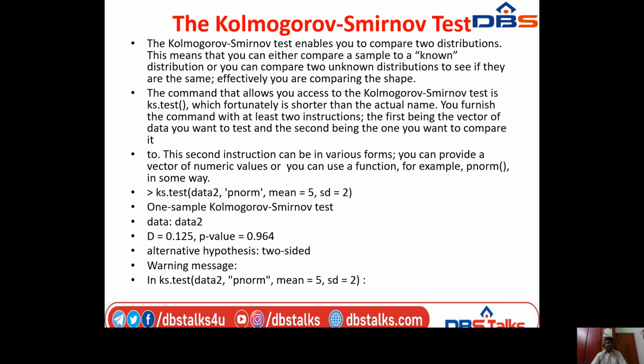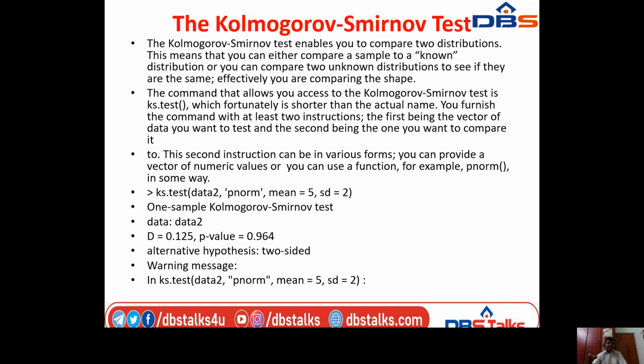This is the second instruction. Here we are using two types of instructions. The first one has the data, and in the second one we are also specifying the mean value and what type of data we are using. Now here the command is ks.test of data, pnorm, where we are taking pnorm with mean equal to 5 as well as standard deviation equal to 2.